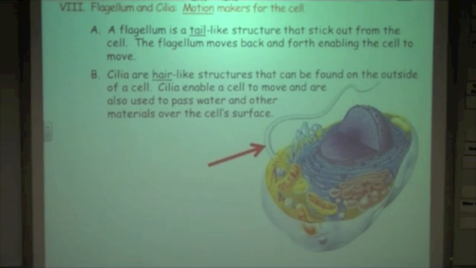Now, not all animal cells have cilia or a flagellum. Only some of them do. But only animal cells can have them. Plant cells cannot have flagellum or cilia. It is specific to animal cells.